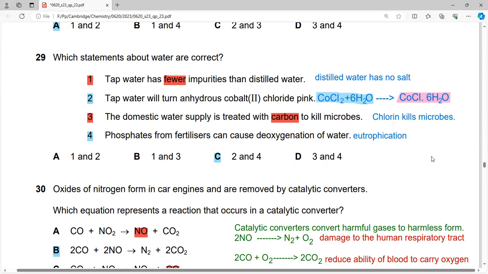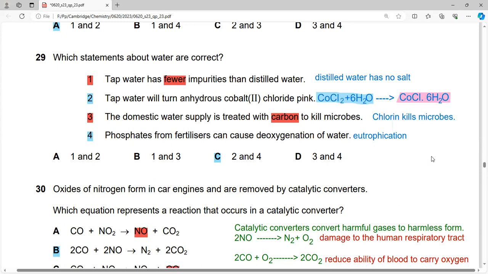So statement number 2, the tap water will turn anhydrous copper chloride pink. This is also a test for water. For example, we have copper chloride without water. This is called anhydrous. If you add water molecules to that, that will produce the hydrated form of copper chloride, and that will turn into the pink color. So this is a correct statement. And number 3, domestic water supply is treated with carbon to kill bacteria. So carbon does not kill bacteria. It's basically the chlorine that will kill bacteria. So that's why it is a wrong statement.